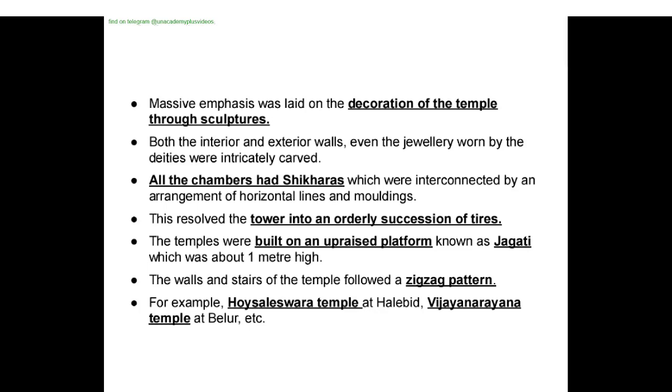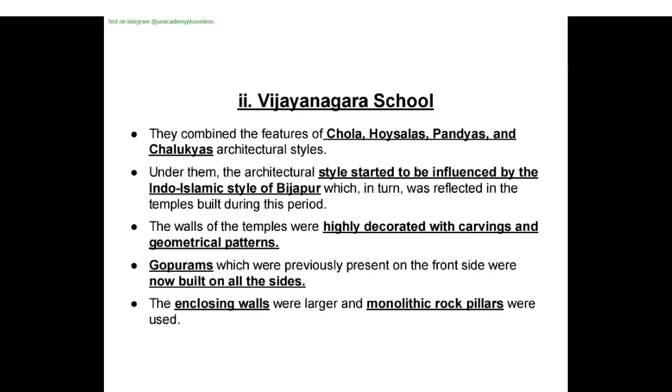Massive emphasis was laid on the decoration of the temple through sculptures. Both the interior and exterior walls, even the jewelry worn by the deities, were intricately carved. All the chambers had shikharas, which were interconnected by an arrangement of horizontal lines and moldings. This resolved the tower into an orderly succession of tiers. The temples were built on an upraised platform known as Jagati, which was about 1 meter high. The walls and stairs of the temple followed a zigzag pattern. For example, Hoysaleshwara temple at Halebid, Vijayanarayana temple at Belur, etc.